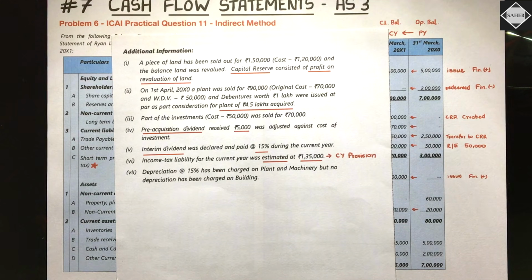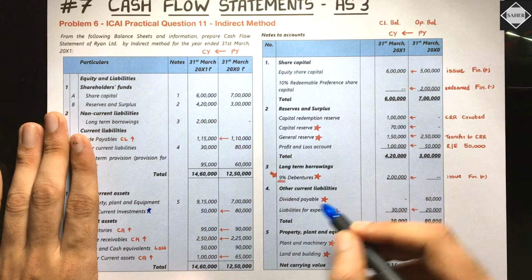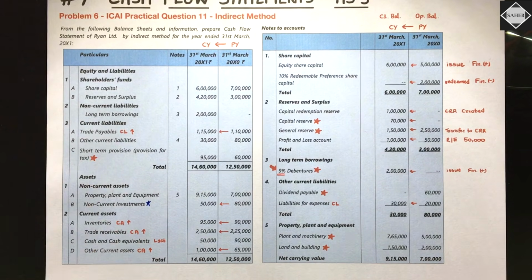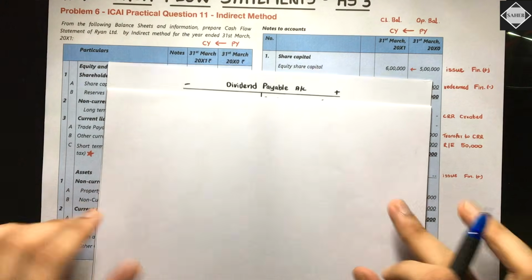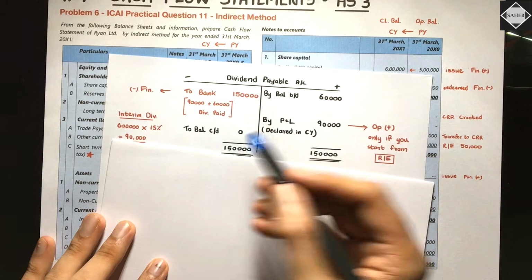Okay, so let's open the dividend payable account. In the question, in the balance sheet also, we have dividend payable. See here, 60,000 opening balance. Dividend payable account has a credit balance. Credit means plus, debit means minus. Opening balance is how much? 60,000. Closing balance is 0. So that's 0.